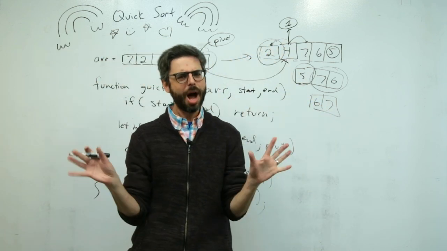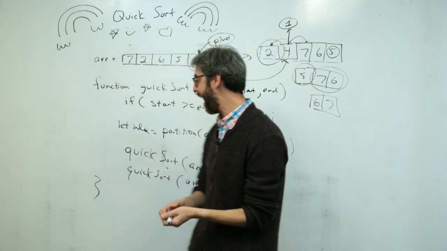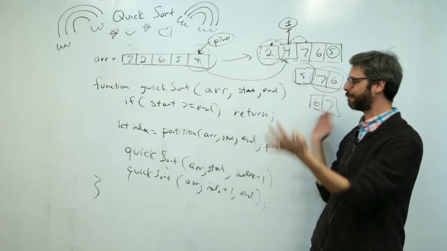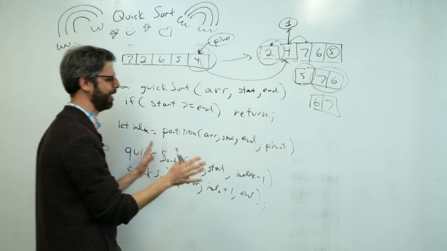Woof. So maybe my diagramming and explaining isn't the greatest. We also have to write the partition function. That's the whole question: how do we do this partitioning? But I think now let's go over to the code and start writing it.